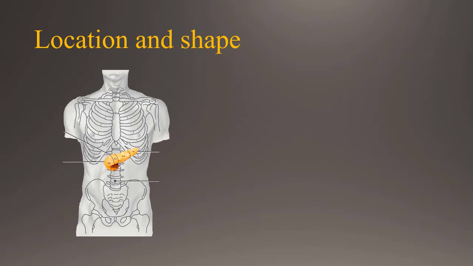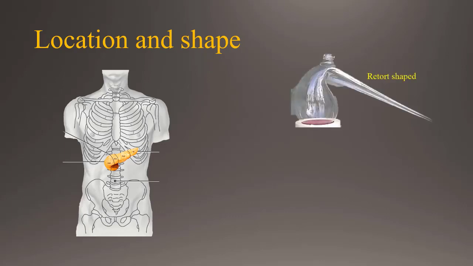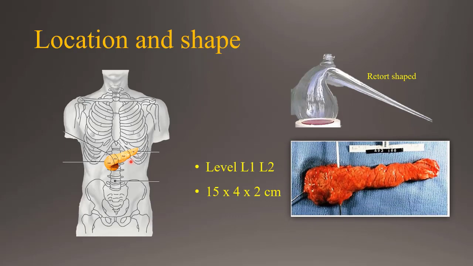Pancreas is located deep within the abdominal cavity, completely behind the peritoneum. It has the shape of a retort, which is commonly used in chemistry laboratories, which has a broad end and the other end is narrow and tapering. Pancreas is located at the level of lumbar vertebra 1 and 2. Its right end is broad, left end is tapering. It measures 15 centimeters in length, 4 centimeters in breadth, and 2 centimeters in thickness. The meaning of pancreas is all flesh.